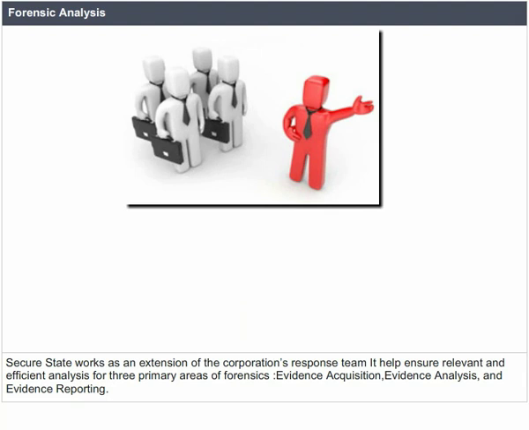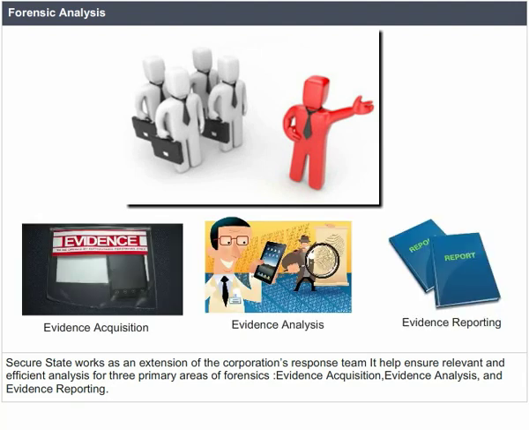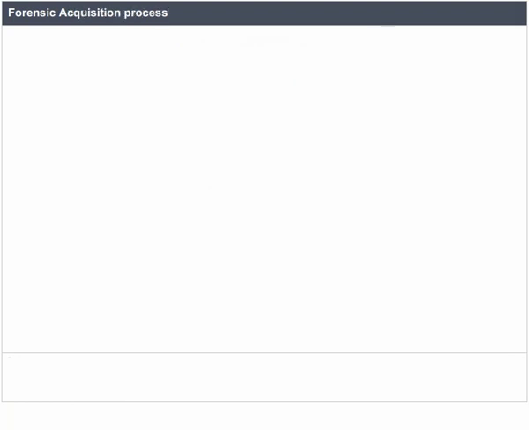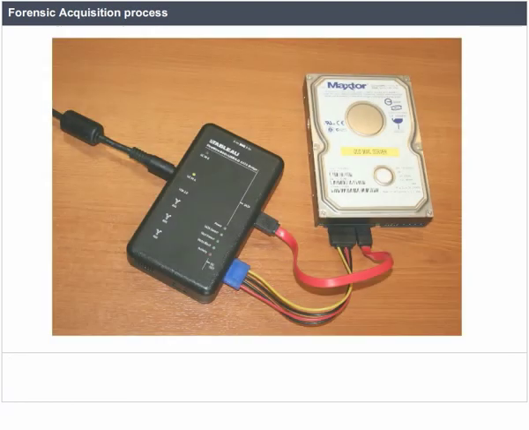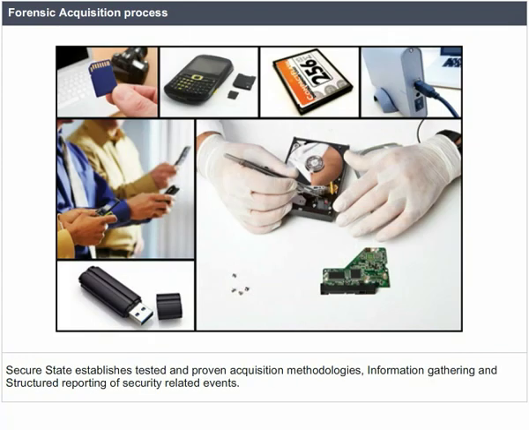It helps to ensure relevant and efficient analysis for three primary areas of forensics: evidence acquisition, evidence analysis, and evidence reporting. Forensic acquisition process. Computer forensics acquisition is the process of acquiring electronic evidence in a manner that preserves the data and maintains chain of custody. SecureState establishes tested and proven acquisition methodologies, information gathering, and structured reporting of security-related events.